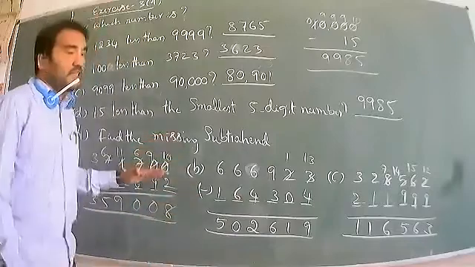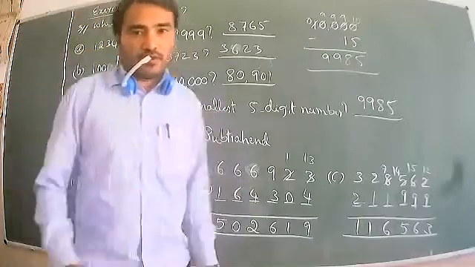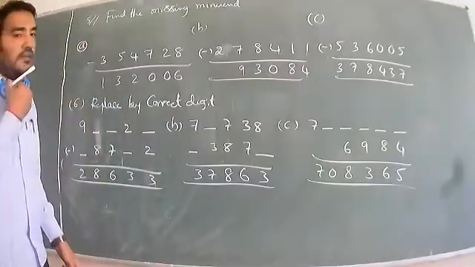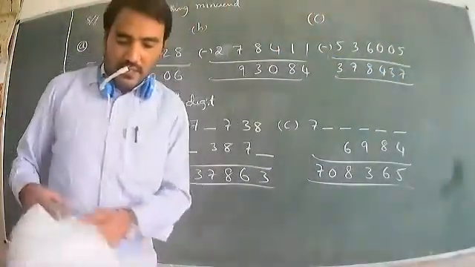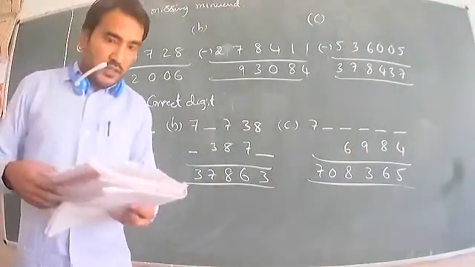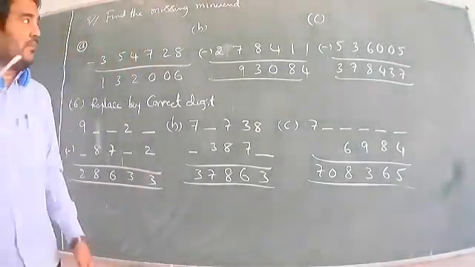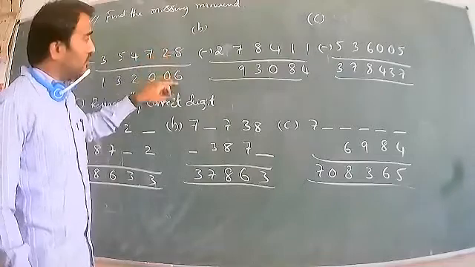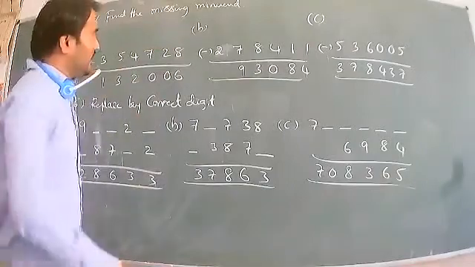Now I will go for the second one. Now find the missing minuend. How to find the missing minuend? When the minuend is missing, the difference is added to the subtrahend. So we add the subtrahend and difference, and we get the minuend. So now we can add.